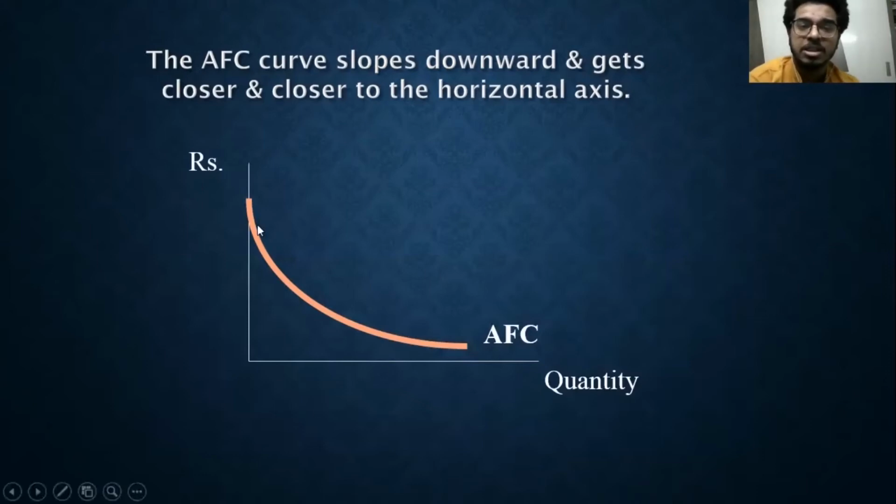So over here, this means the amount of cost I am bearing, even if my output is zero, the amount of average fixed cost. And it continuously decreases and gets flatter and comes closer to the x-axis, but never touches the x-axis.